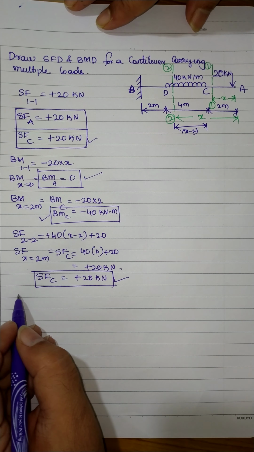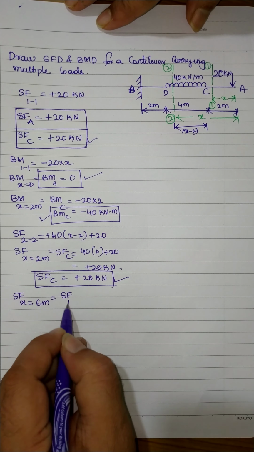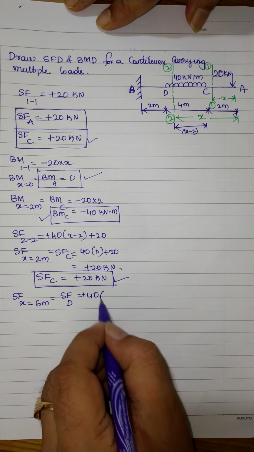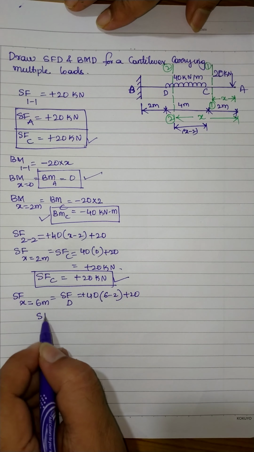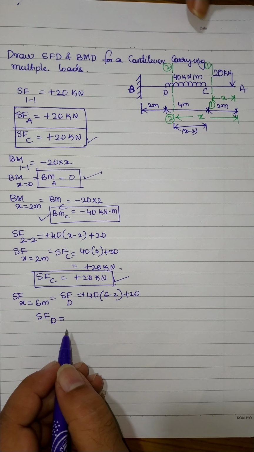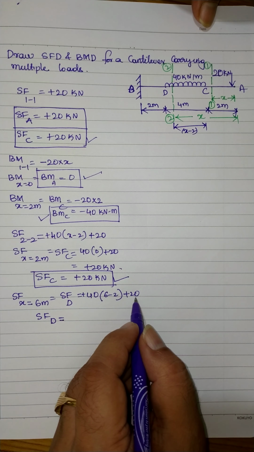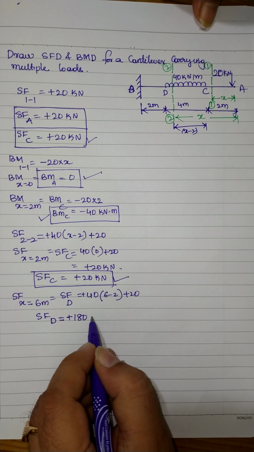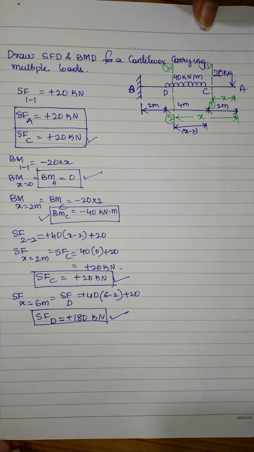Next, let us calculate shear force at a distance of x equal to 6 meter. That means shear force at point D. So this is 40 multiplied by 6 minus 2, plus 20. So shear force at point D will be 40 multiplied by 4 plus 20, which is 180, so plus 180 kilonewton. So we got shear force at point D.